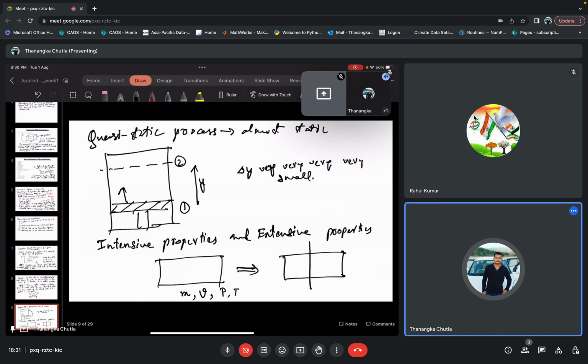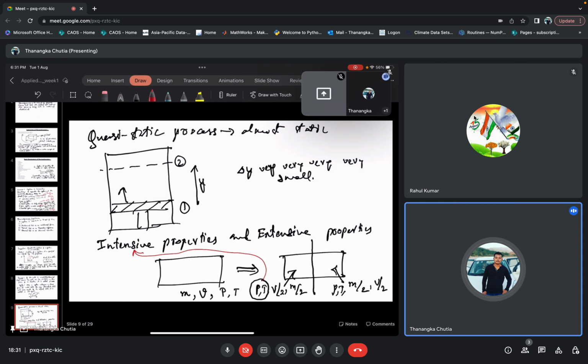This is divided into equal halves. Let me draw it properly. Now the mass of this part will be m by 2, and the mass of this part will also be m by 2. The volume of this part will be v by 2, and this part will also be v by 2, but the pressure will still be p and the temperature will still be t in both parts. So properties like p and t do not depend on the mass of the content, and that's why they are called intensive properties.